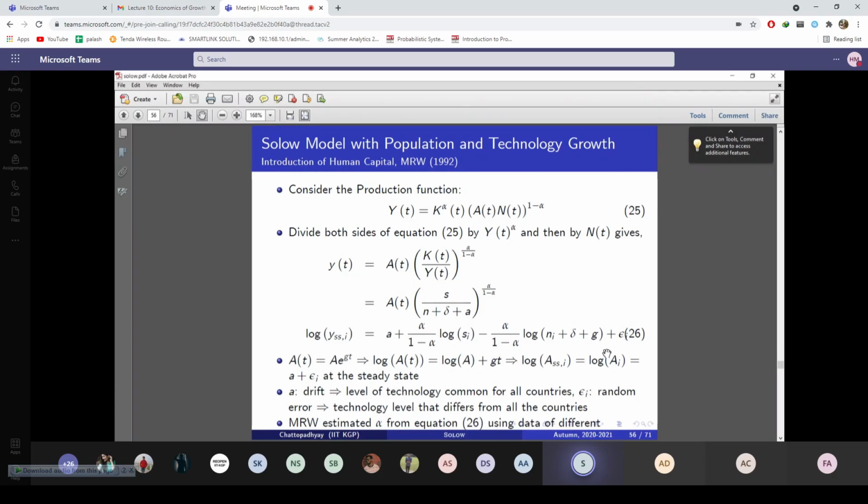To do that, I will start with the standard production function without human capital first of all. So I have this physical capital stock capital K, then I have labor augmented technological progress, and I assume that technology is growing again at the rate g.